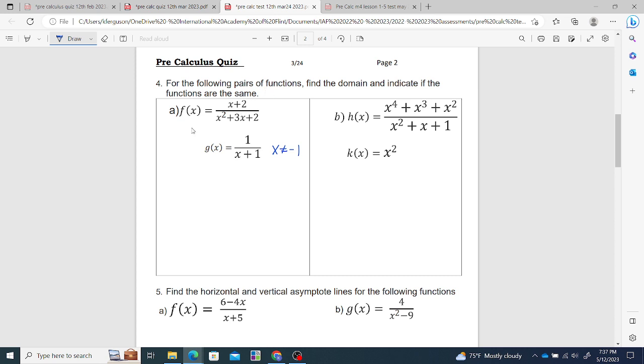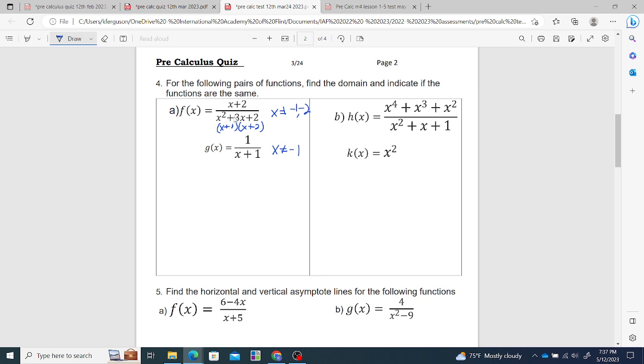Well, this one, if I factor this, x and x, what two numbers do I multiply to give me 2? When I add them, I get 3, 1 and 2. So when I factor this, this is telling me that x cannot equal negative 1 or negative 2. I can already see that they're not the same because the domains are not the same, right? Because the domains are not the same, they're not the same.